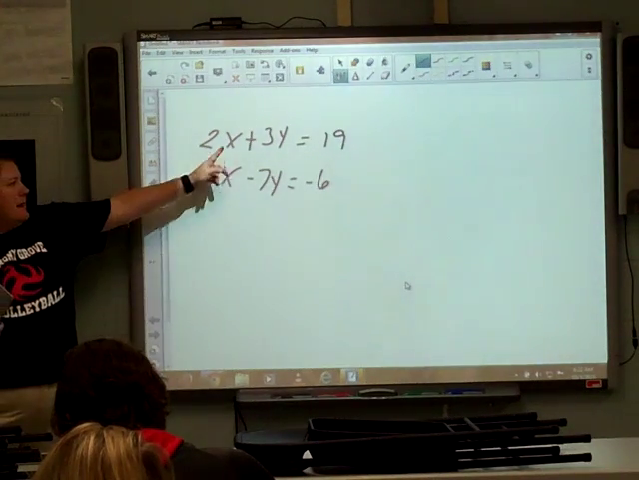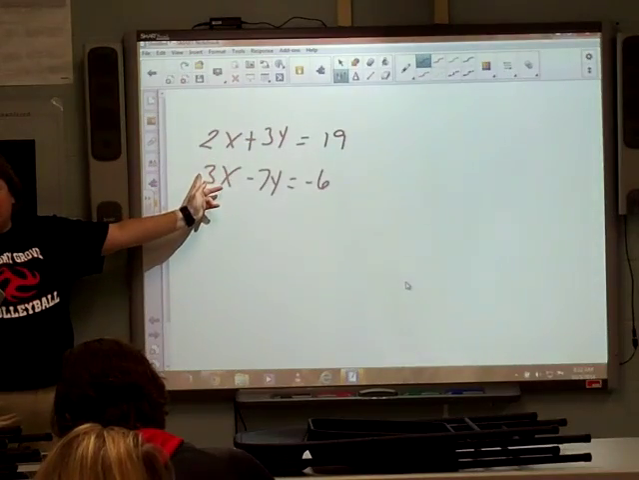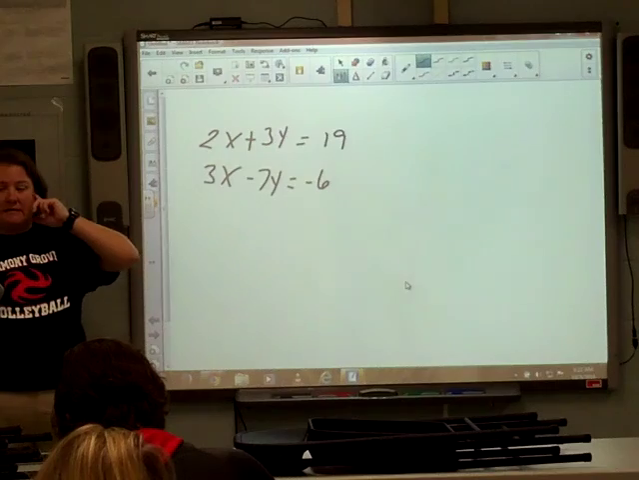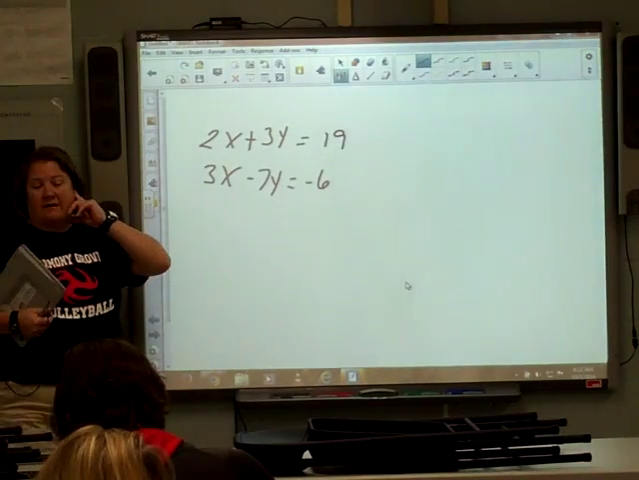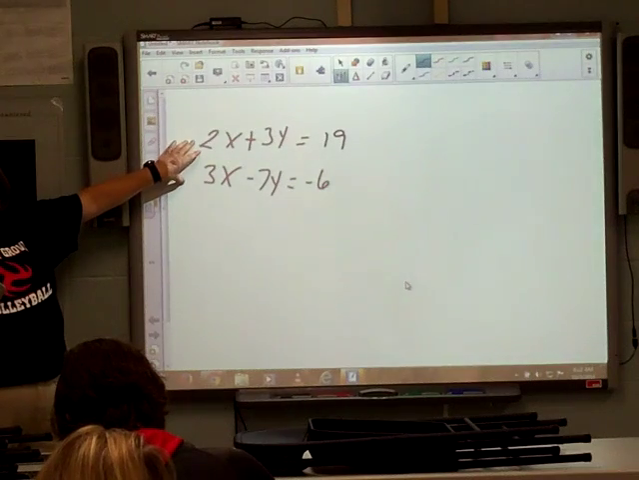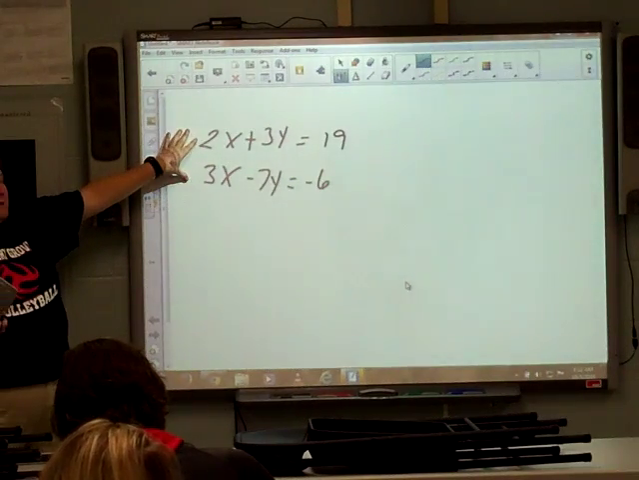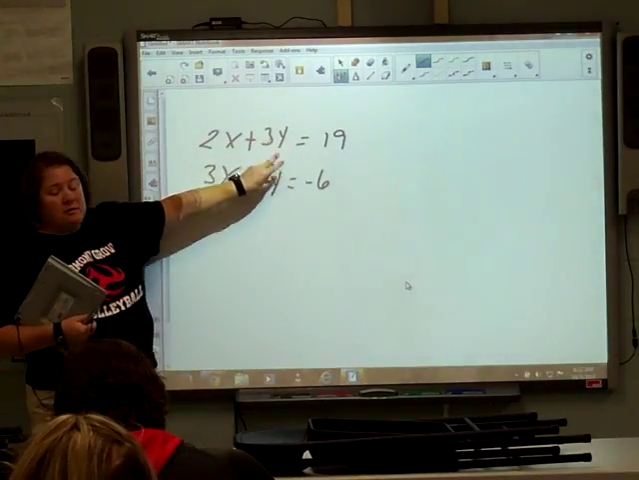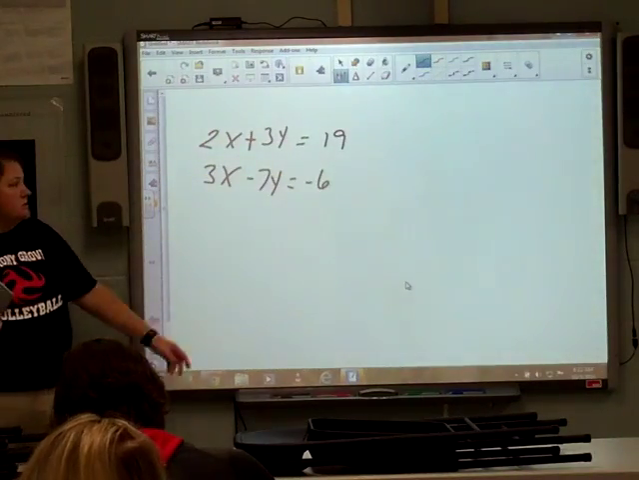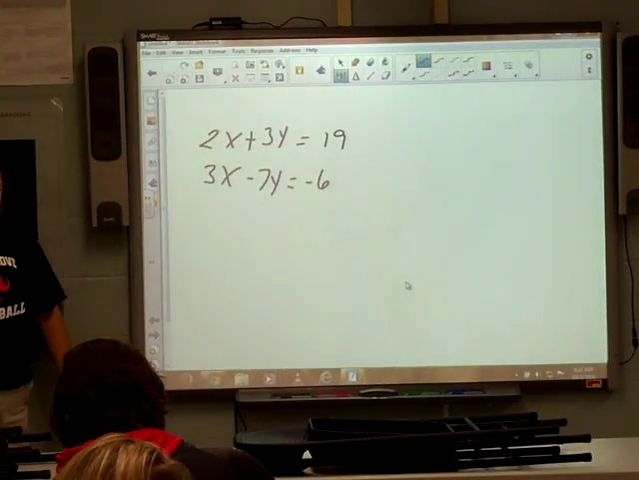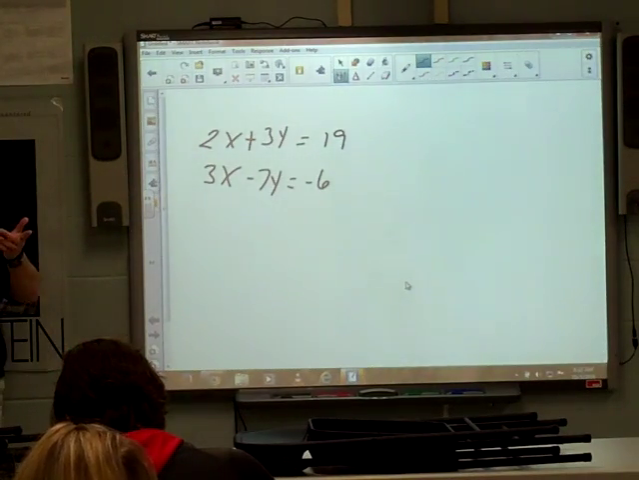So I'm looking at my x's. I've got a 2 and a 3. It's not the same. My y's, I've got a 3 and a negative 7, or 3 and a 7. It's not the same. So I've got to decide now. I know that 2 and 3, I can make those both be 6's, so I can make my x's both be 6's and eliminate that. 3 and 7, I can make those be 21's, so I can make my y's both be 21's and eliminate that. Either one will work. So what do you want to do?